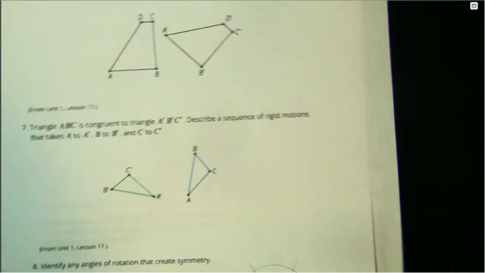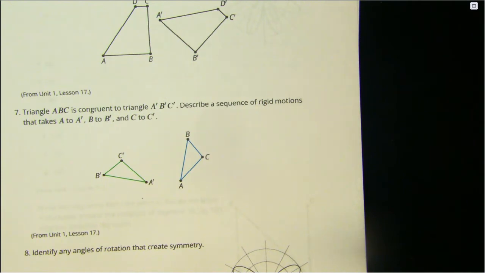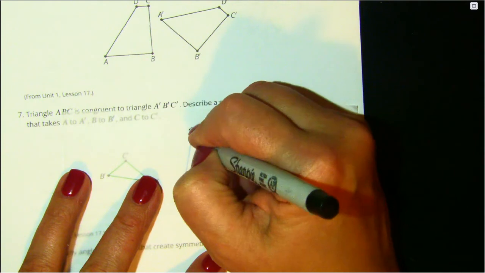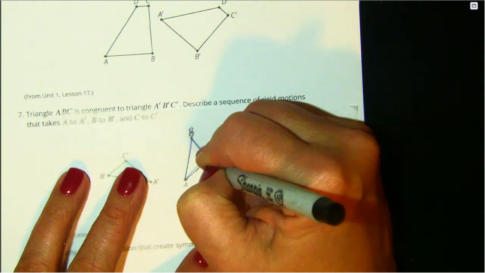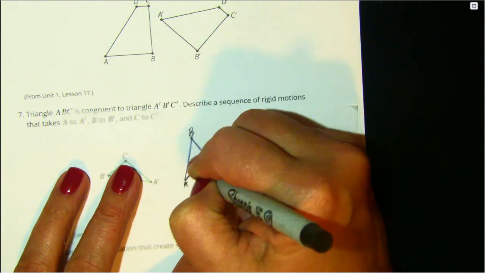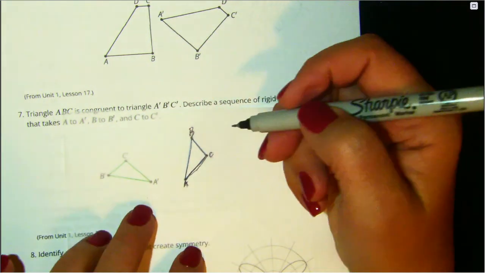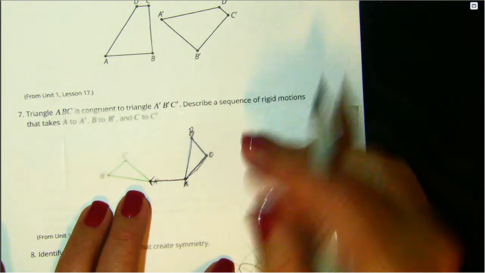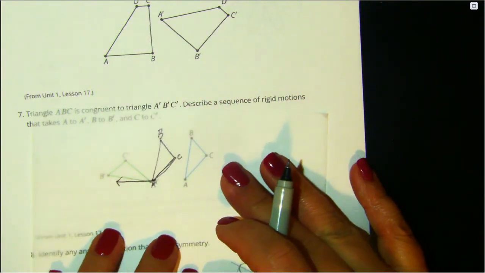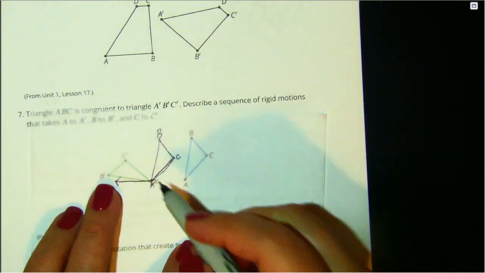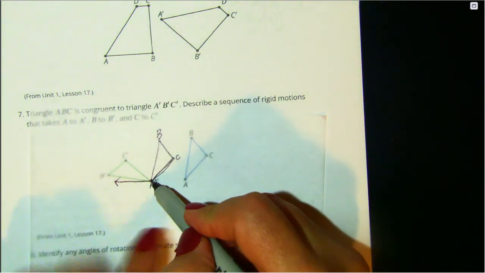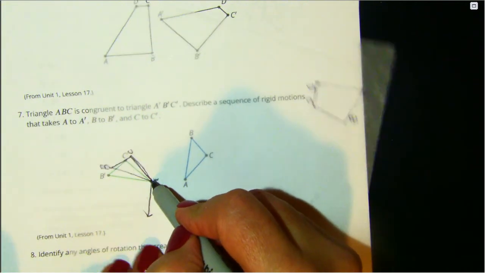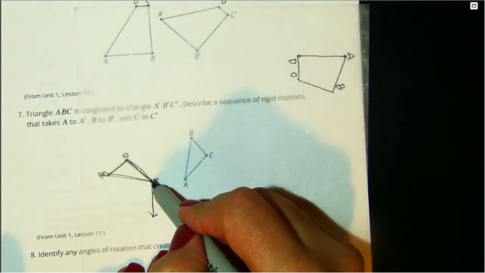All right, number 7. Triangle ABC is congruent to triangle A prime, B prime, C prime. Describe a series of rigid motions that would map it onto the other. Easiest way, in my opinion, is to line up a point to its image. I just chose A, so I'm going to translate it along directed line segment A to A prime. Then I'm going to rotate counterclockwise around A until B coincides with B prime. I could have said C to C prime.